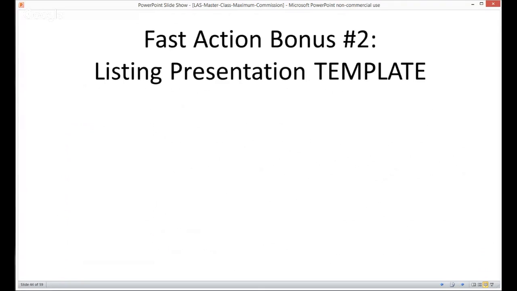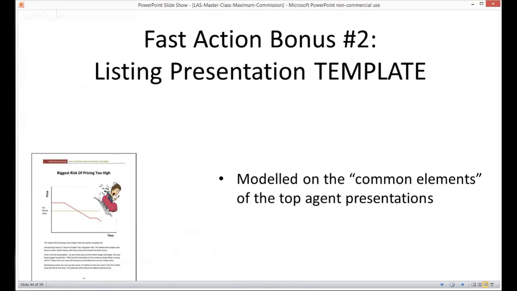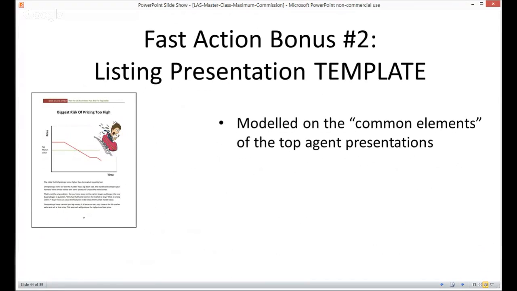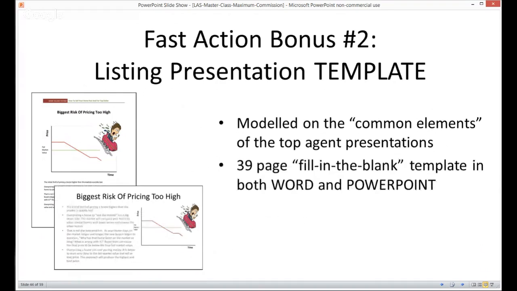Fast action bonus number 2, listing presentation template. Very proud of this. I looked at all 14 presentations and looked for the common core elements of these top agents. I took them out and put them in a 39-page fill-in-the-blank template that you can use in both Word and PowerPoint. It's in Word if you like to print it out and do it on paper, and in PowerPoint in case you like to do a slideshow. Both are very easy to get rolling.